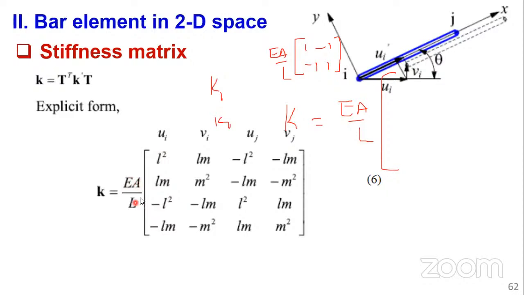K is equal to EA over L, this. Okay, so what do we need to get? We need to obtain the directional cosines. So the angle of orientation is very important for different elements. So EA over L for K1: E1, A1, L1 over that, then this quantity.